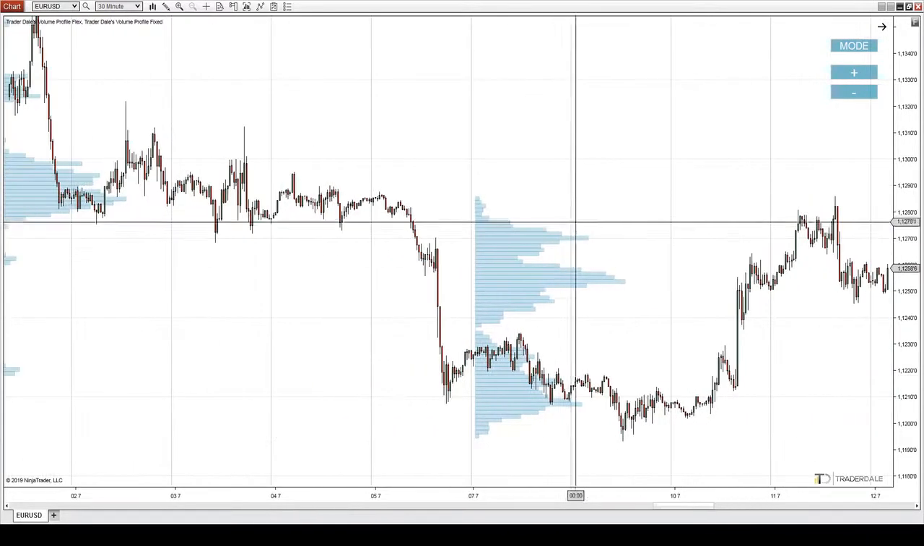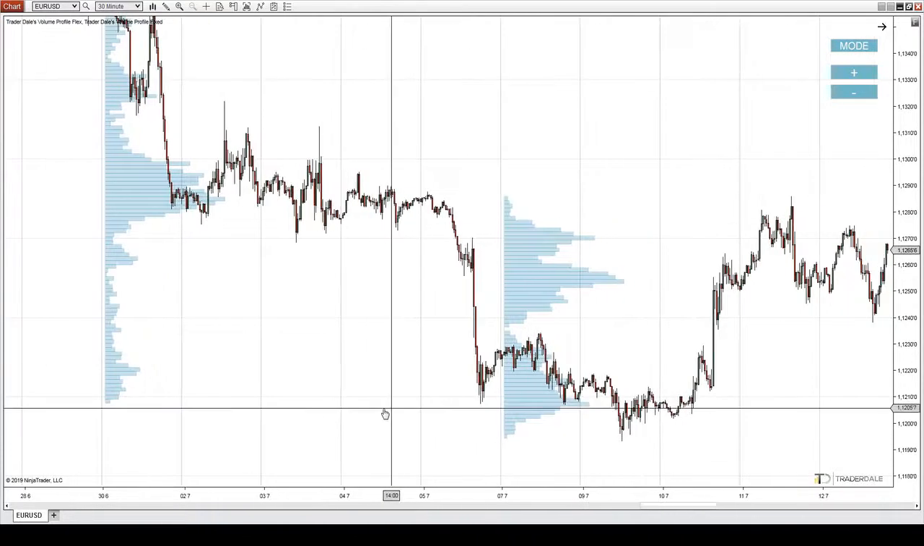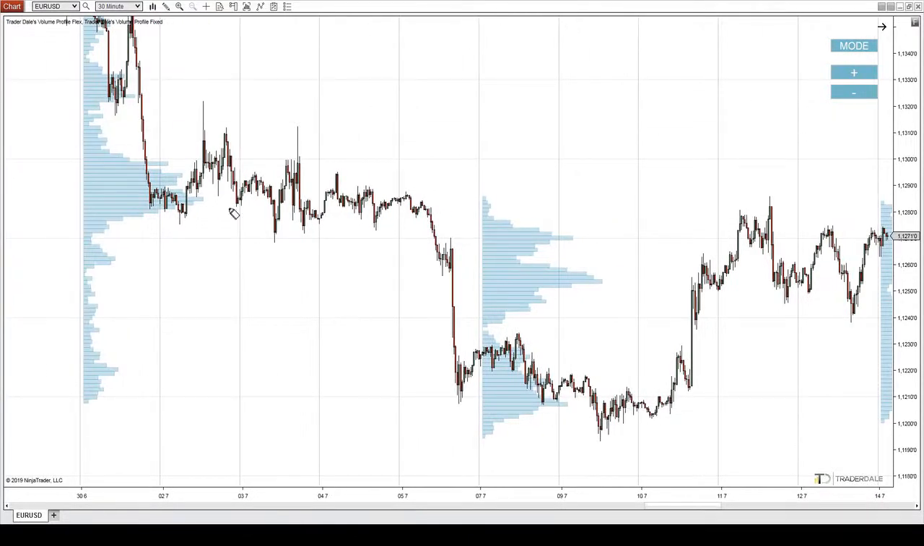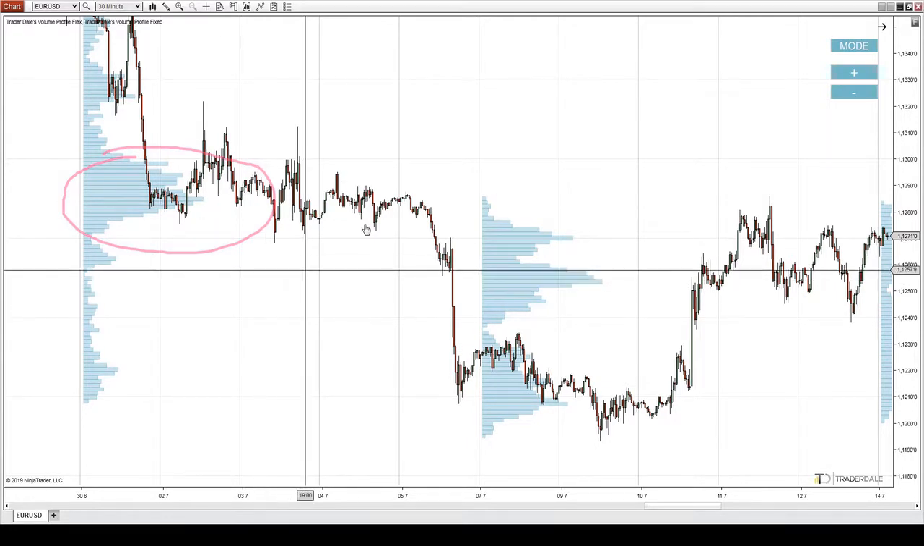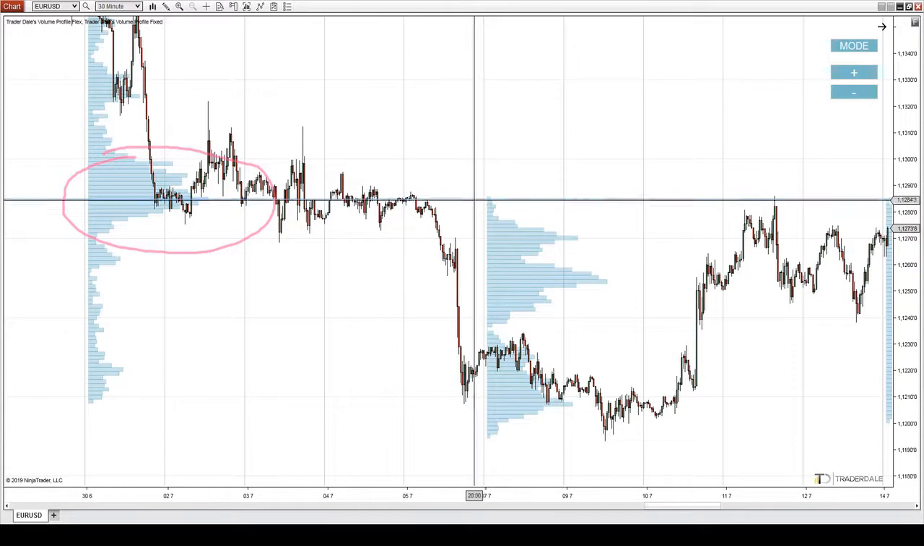By the way, let me go back. There was a significant point of control of the last week. Let's just mark it and see how the price reacts to it. Right there, this is the reaction to the point of control.